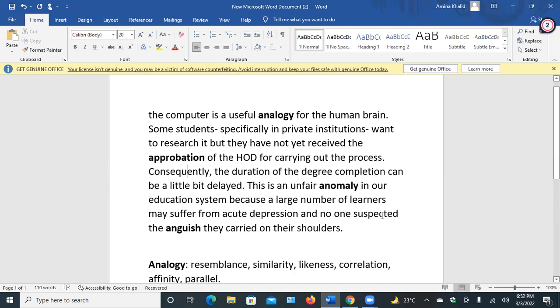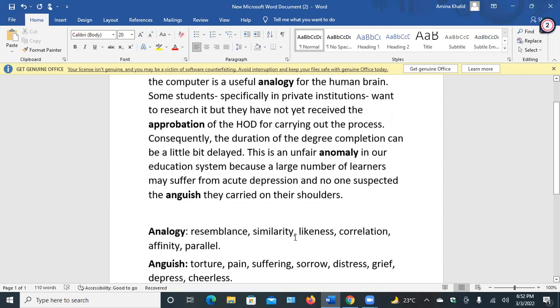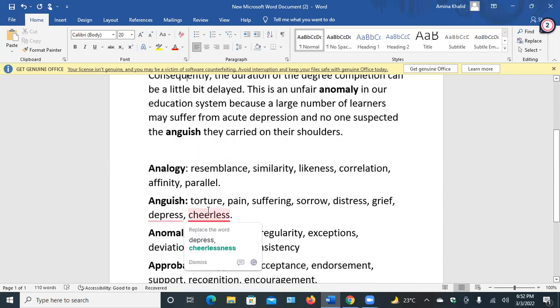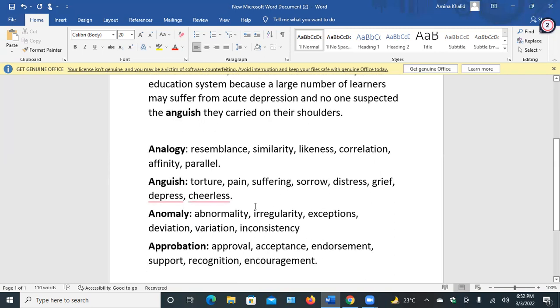And no one suspected the anguish. It means pain, suffering, it means grief, depression, cheerless. They carried it on their shoulders. Analogy, it means resemblance, similarity, likeness, correlation, affinity, and parallel. Anguish means torture, pain, suffering, sorrow, distress, grief, depress, and cheerless.